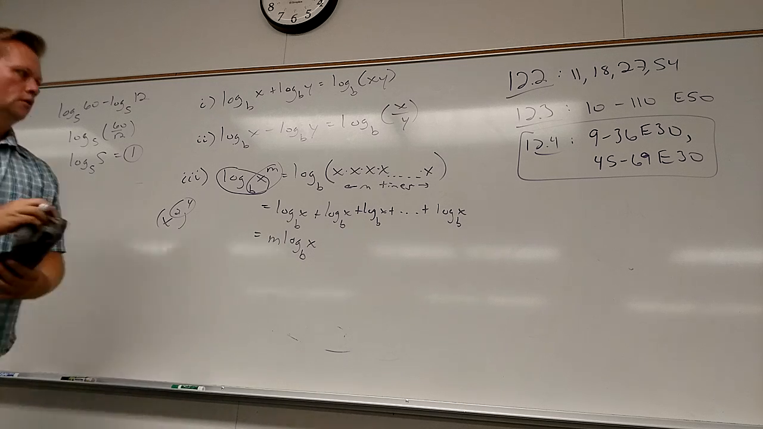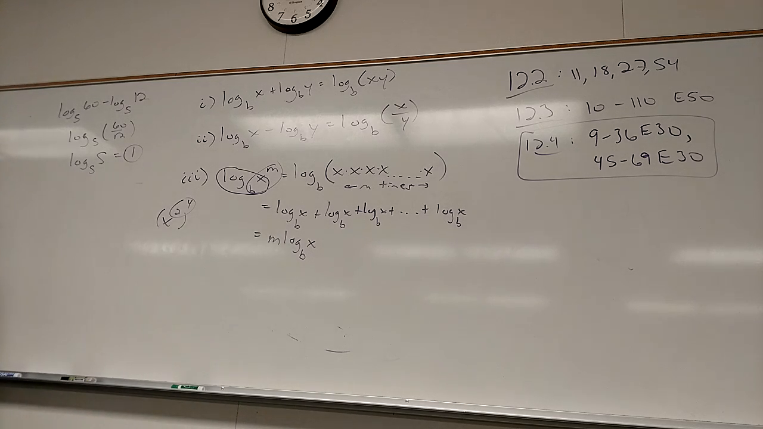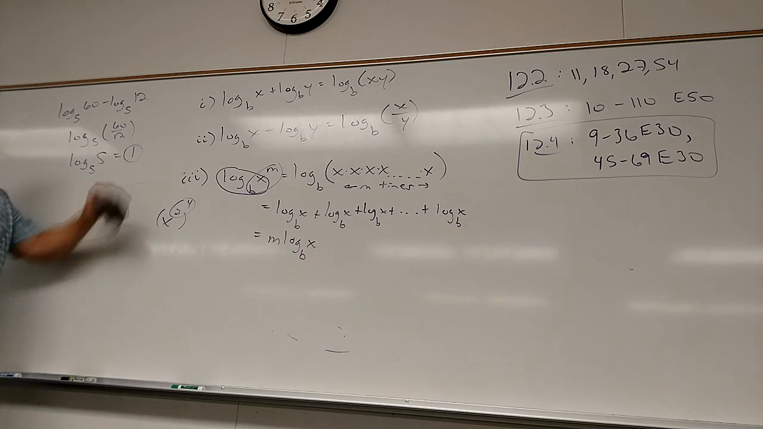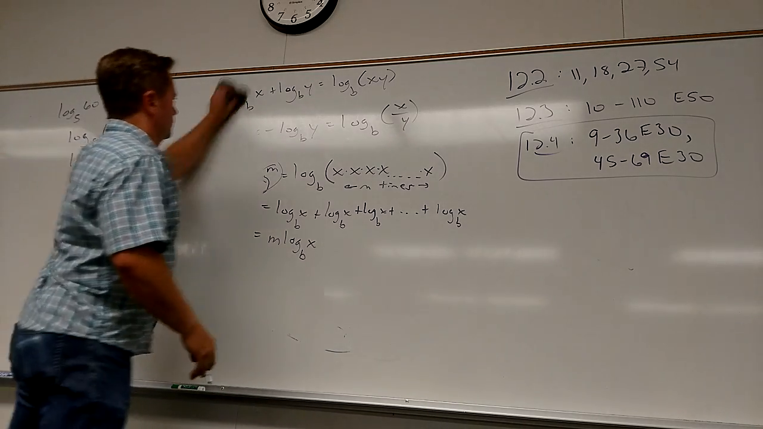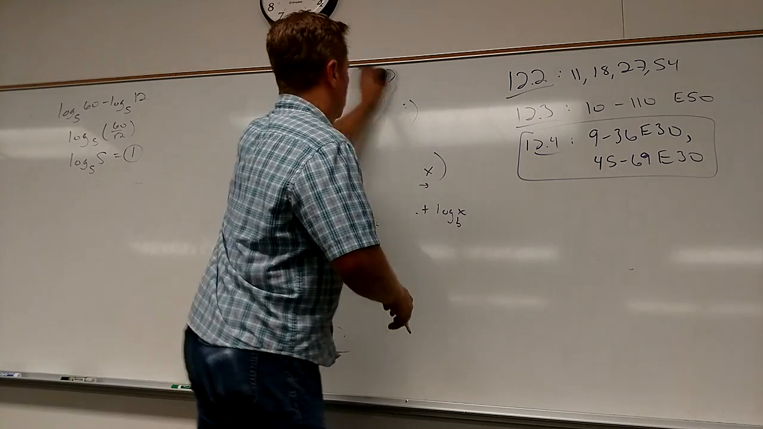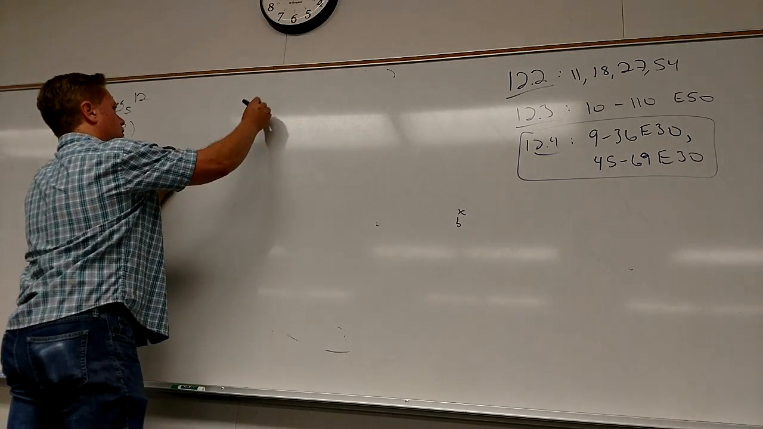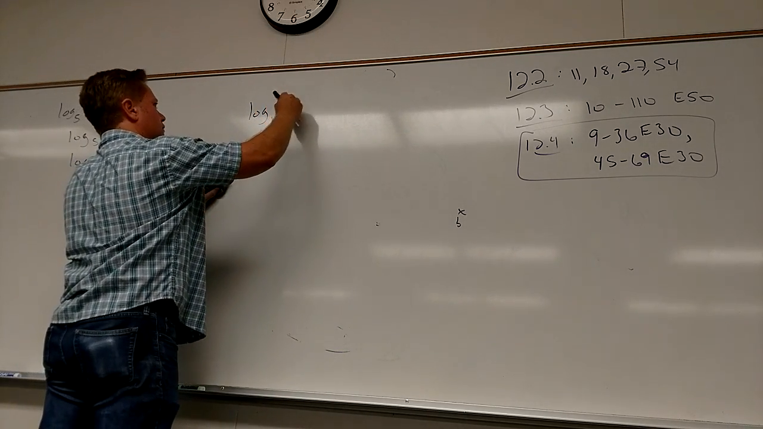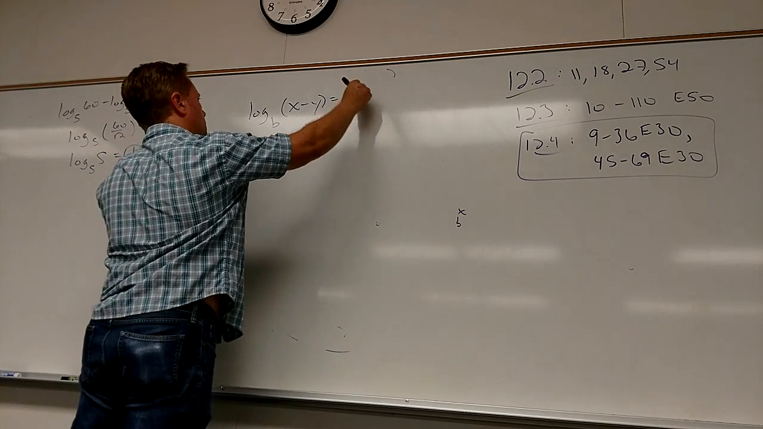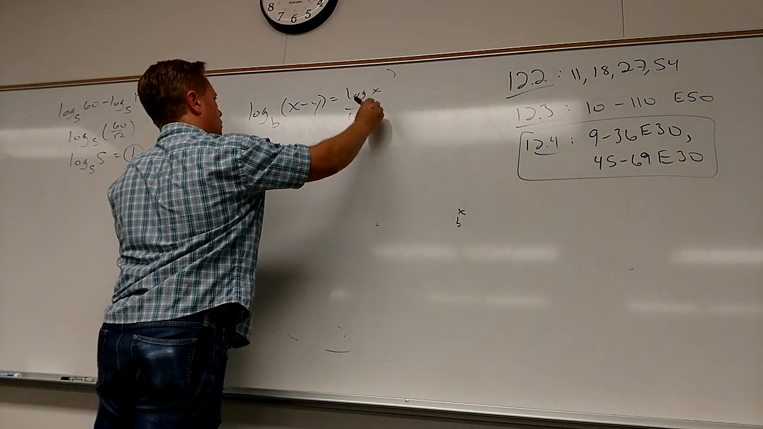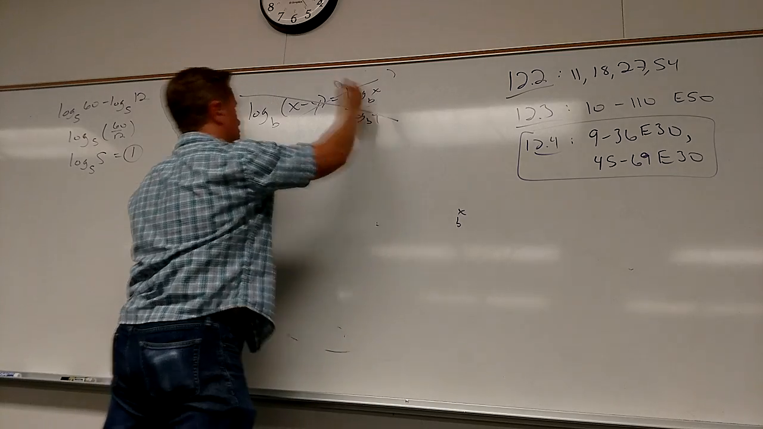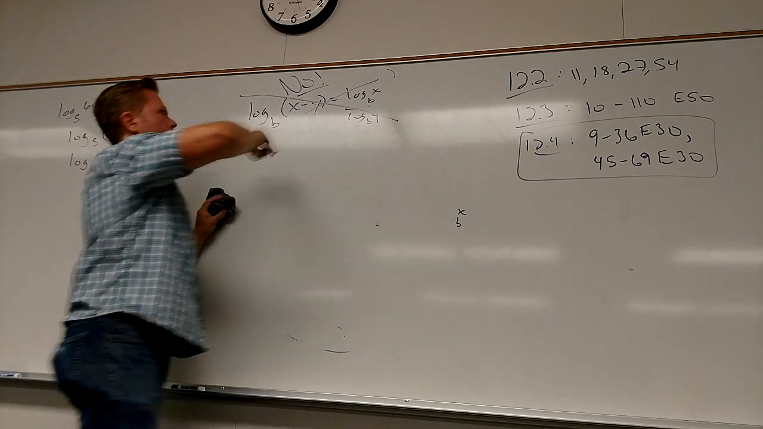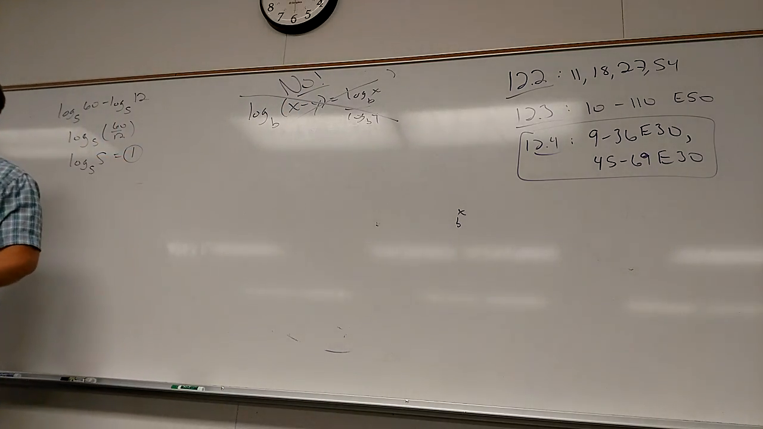So when it's subtracting, you're dividing. When it's adding, you're multiplying. Be really careful that you don't write log base b of x minus y equals log base b of x over log base b of y. Don't do that. That's not the way it works.